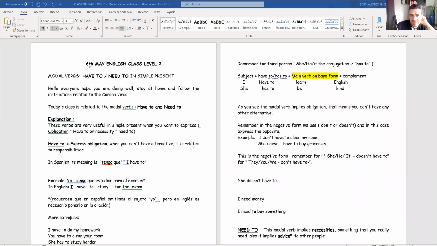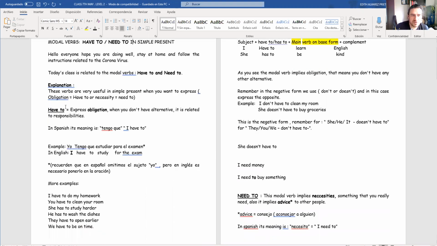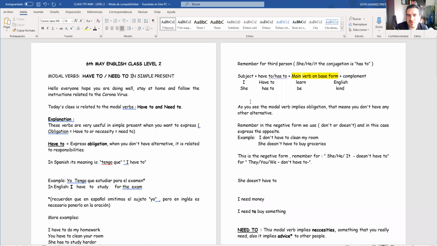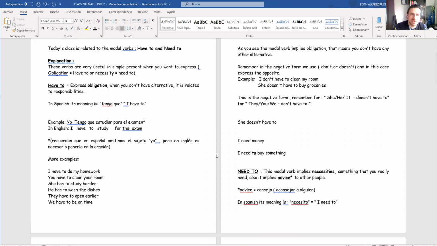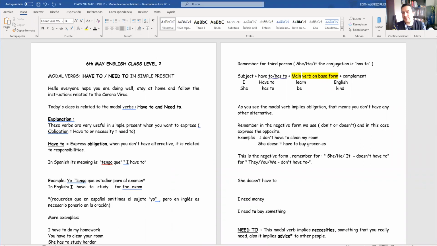So it was yesterday, remember? Yesterday, I explained the use of the modal verbs have to and need to, in simple present, okay? I explained the rules, no? The have to is to express obligations, and need to is to express a necessity, something that you really need, and also implies advice, consejo, listo, need to. So these are the first modal verbs I explained to you, okay?